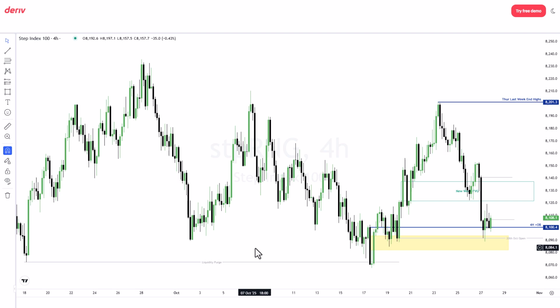The new week inefficiency has been invalidated. Yes, I got this trade wrong. However, if I was trading that new week fair value gap, I would still make money even though the market reversed against my bias. It went lower, back down into the 20th October's opening price. This right here is the opening price for the 20th.